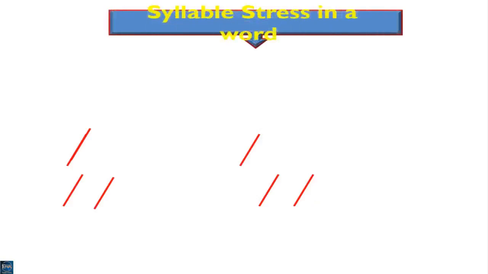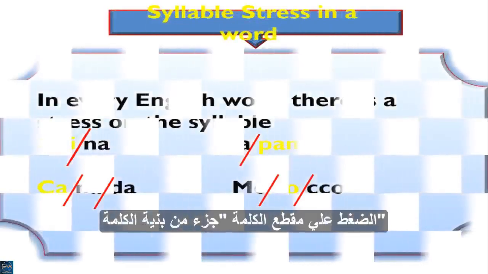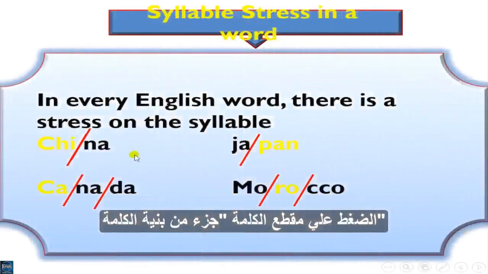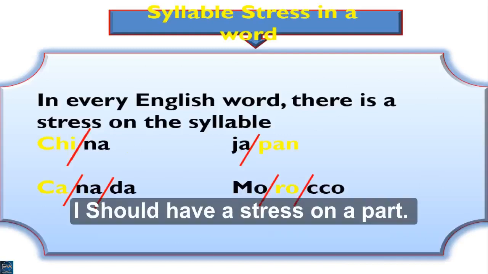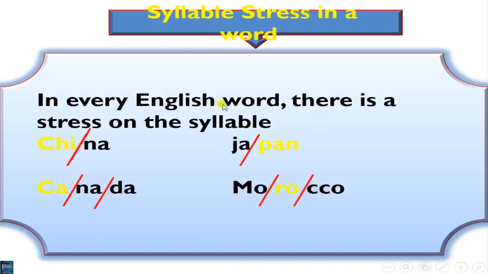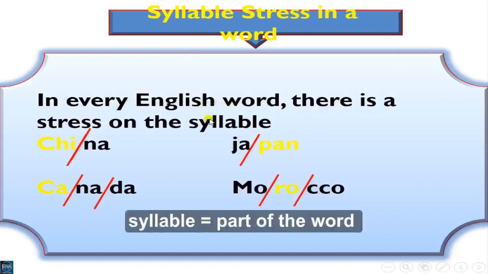Syllable stress in word. If I have a word like China, Japan, Canada, Morocco, you will find stress. For any word which has two syllables, I should have a stress on one part. In every English word, there is a stress in the syllable.